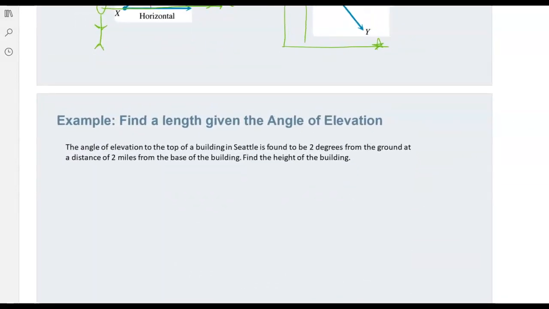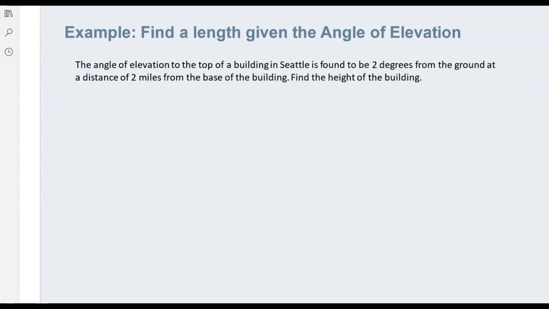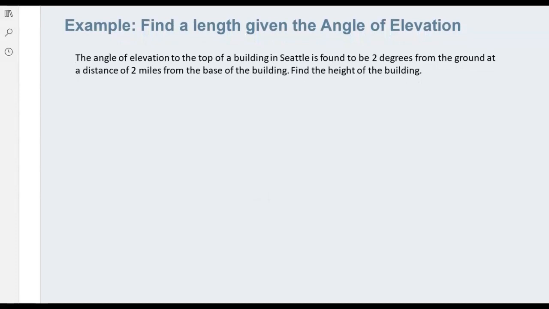Let's do a couple example problems. The angle of elevation to the top of a building in Seattle is found to be 2 degrees from the ground at a distance of 2 miles from the base of the building. So we'll draw a picture to start. We have a building. And this angle, this is obviously not drawn to scale, this angle is going to be 2 degrees. Again, this is the angle of elevation.